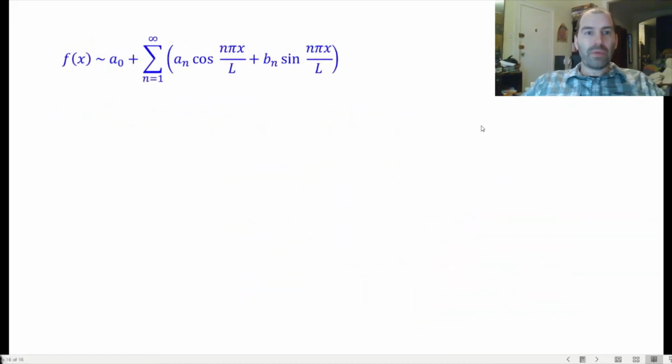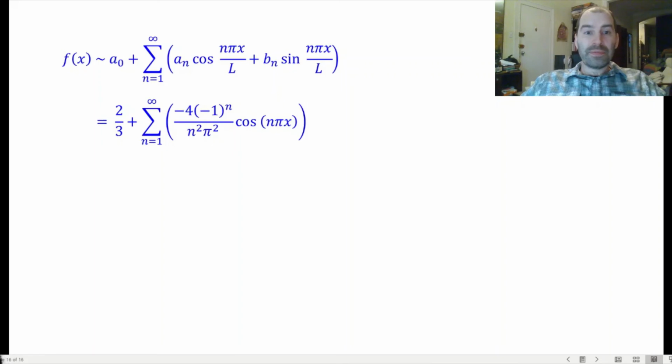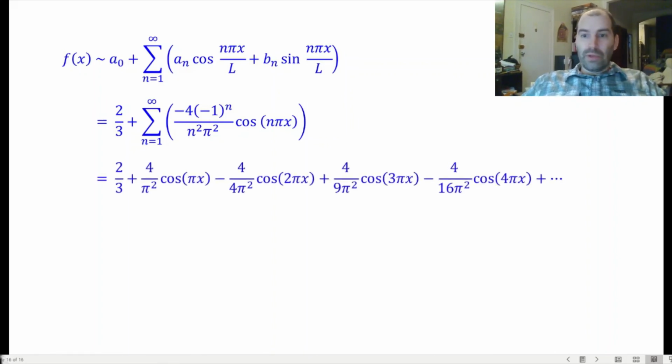All right, moving along. Remember, this is our Fourier expansion. So now let's just substitute in those coefficients that we just derived. There you go. Remember, the bn's are 0, so they're gone. So we get this. If you were to expand it out term by term, we would get this. And that is the Fourier expansion for f of x.